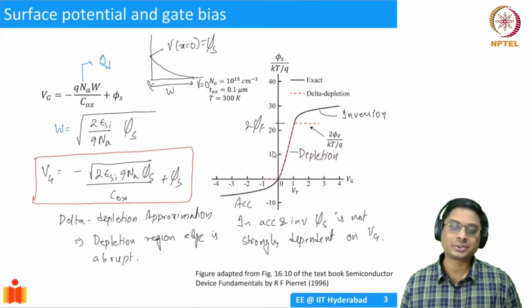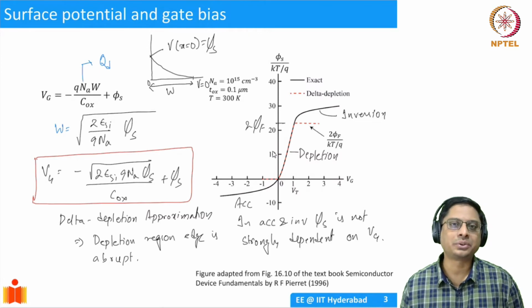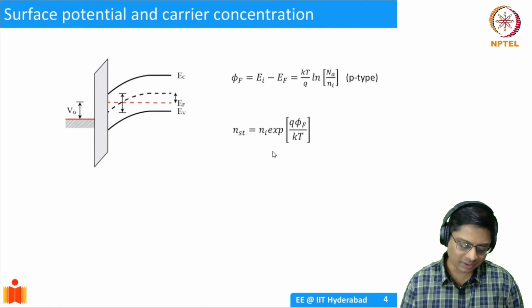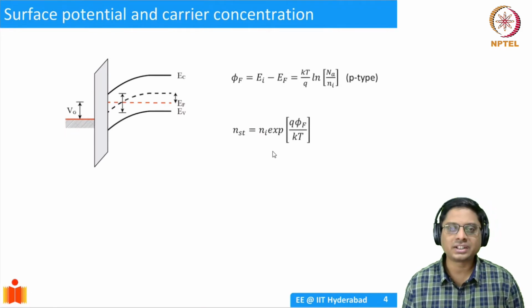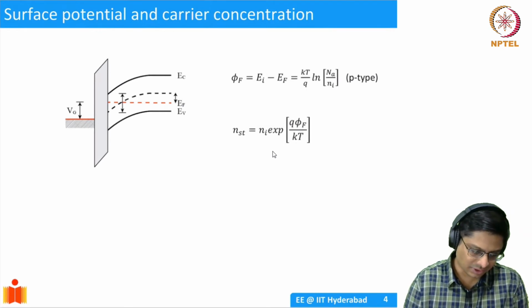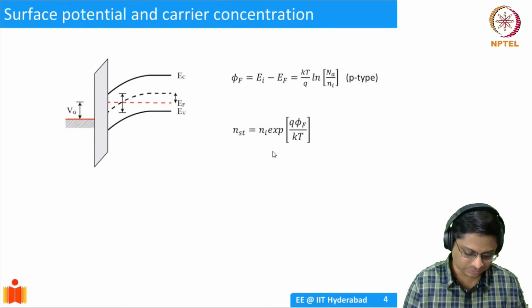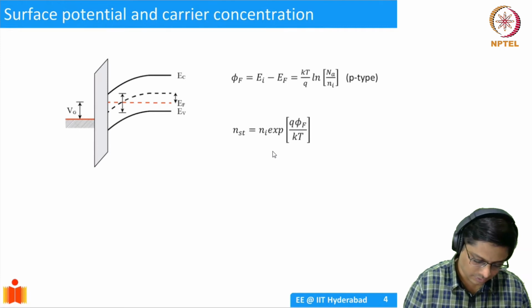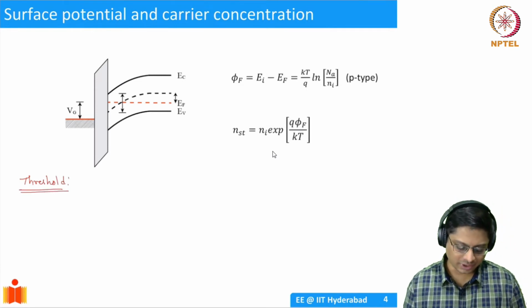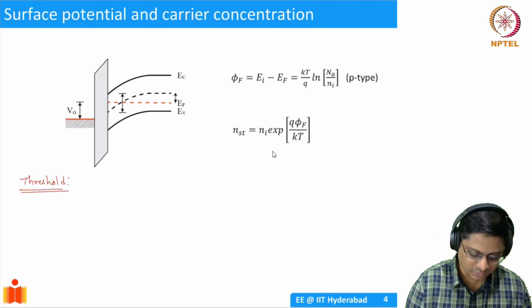Why is this so? We have another way of looking at it. We could think about it in terms of the bands. For example, if you look at this band diagram, when do we say that it goes into inversion? We already mentioned this, the threshold definition. I'm essentially looking at the same thing from various perspectives, so that you get an all-round understanding of it.